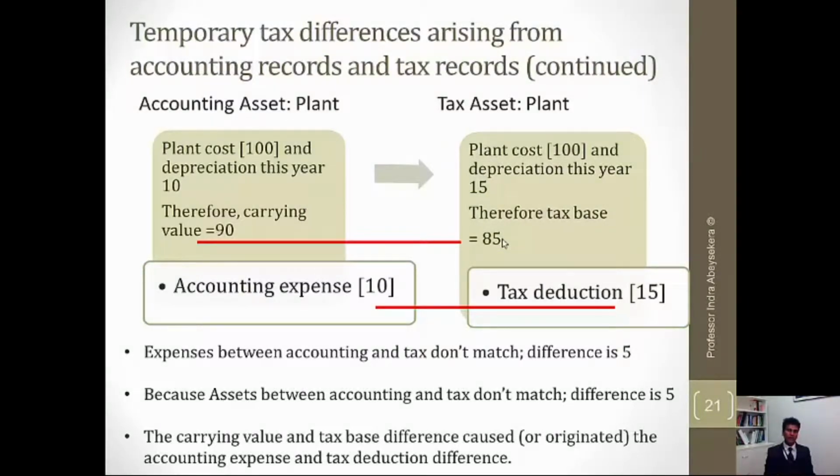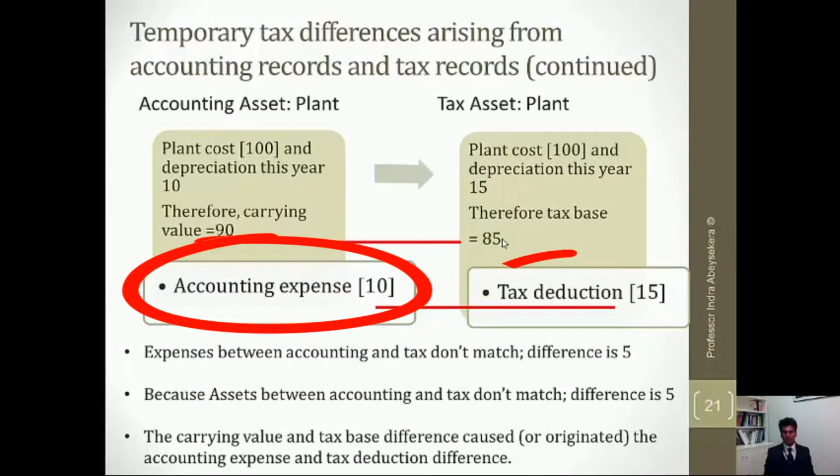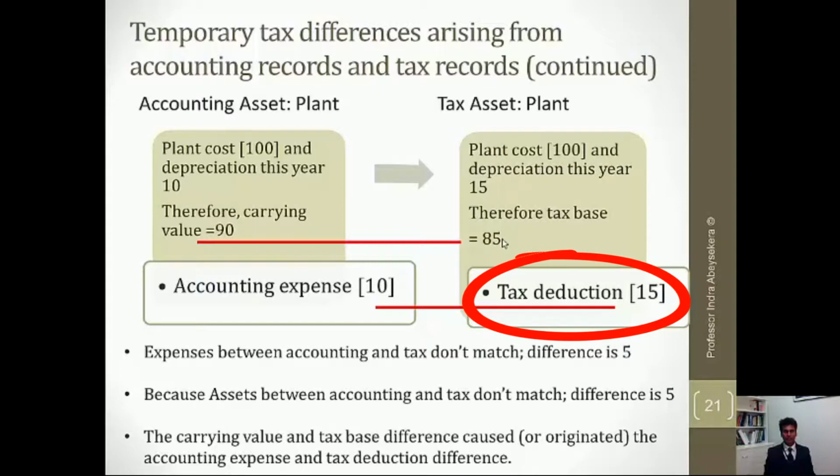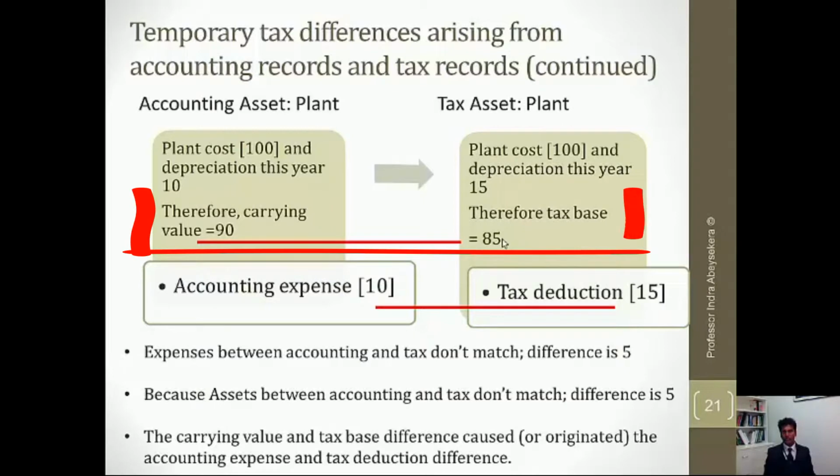Let's now look at the expense. Accounting expense is 10, tax deduction is 15. The difference between the two is 5. Now let's look at the carrying value and the tax base. The difference between the two is 5.